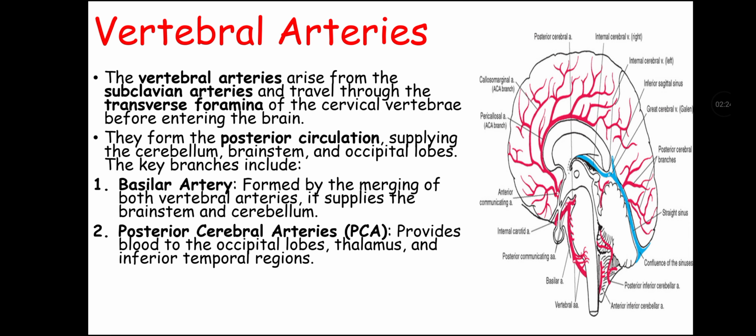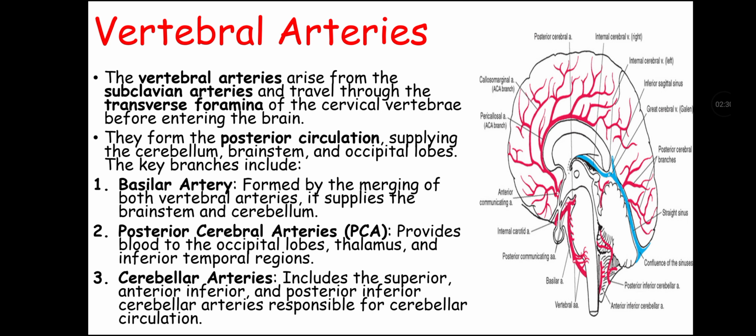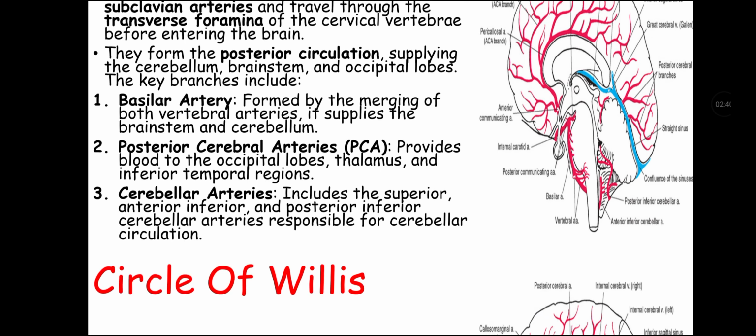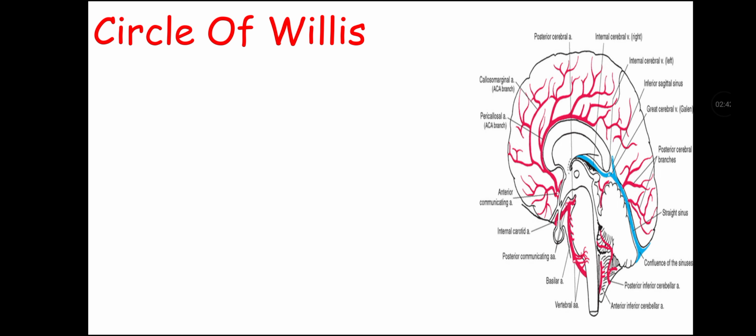Second branch of vertebral artery is posterior cerebral artery that provide blood to the occipital lobe, thalamus and inferior temporal region. Third branch is cerebellar artery that includes superior cerebellar, anterior inferior and posterior inferior cerebellar arteries that are responsible for cerebellar circulation.